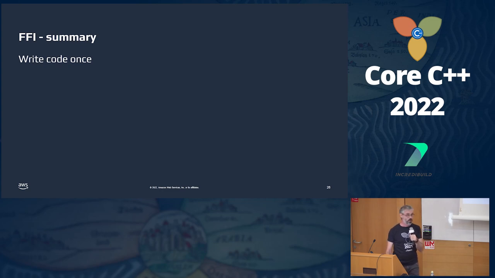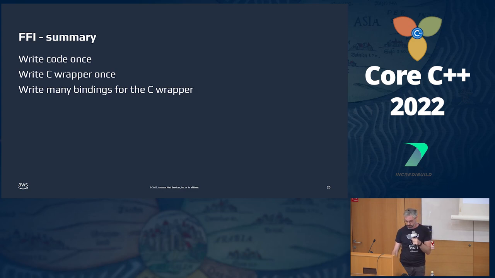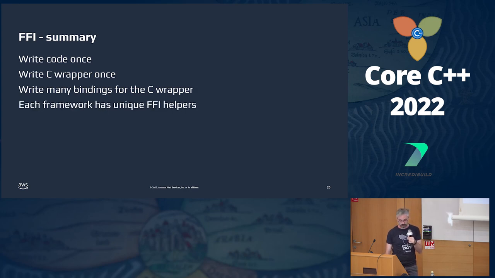Yes, we can write our code once, and yes, we can wrap our code in C more or less once, but each and every language has its own way of calling external libraries. So we need to learn each and every language's way of doing that and write the bindings in each and every language. And sometimes these bindings are similar in some ways, sometimes they're very different. So our knowledge is not always transferable on the FFI side, on the calling, wrapping side.